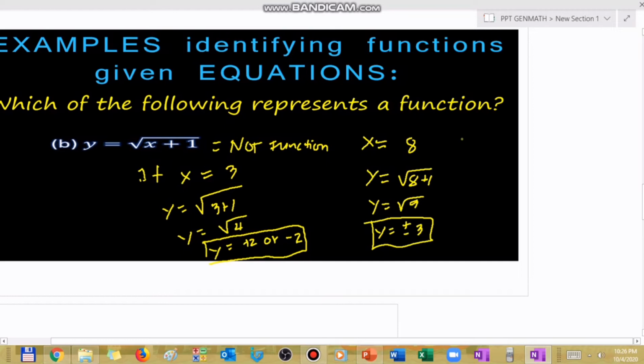And another one, if x is equal to 15. What will happen? y is equal to the square root of 15 plus 1. So y is equal to the square root of 16. y now is equal to positive or negative 4.